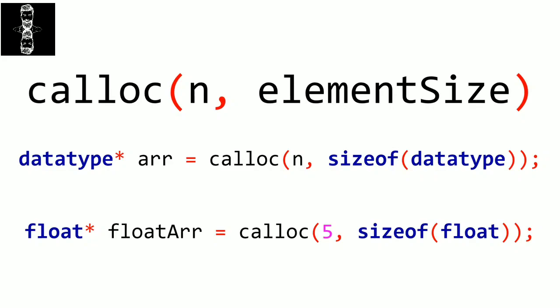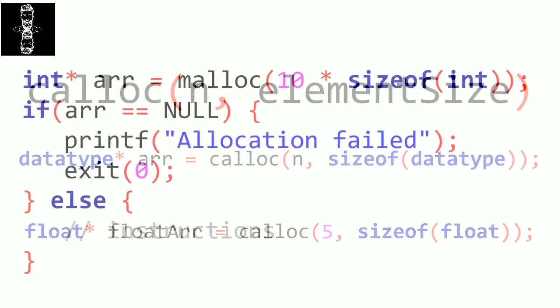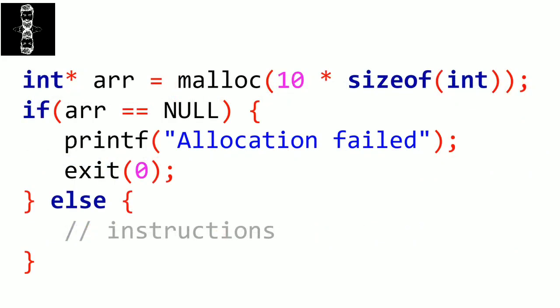Before moving to realloc, you have to know that when we allocate memory, it's possible that the allocation fails, when there isn't enough space, for example. So after allocating, we have to check if the allocation is done successfully or not. So we set a condition. If the result is null, it means that it didn't allocate successfully. So we can print a message and we exit the program. We use exit 0 for Windows. Else the allocation is done successfully, so we can perform our instructions.